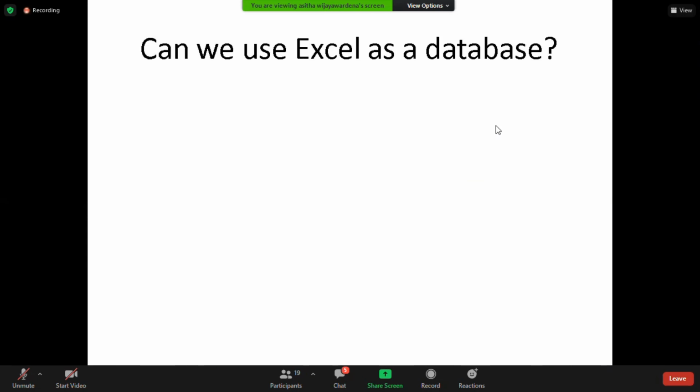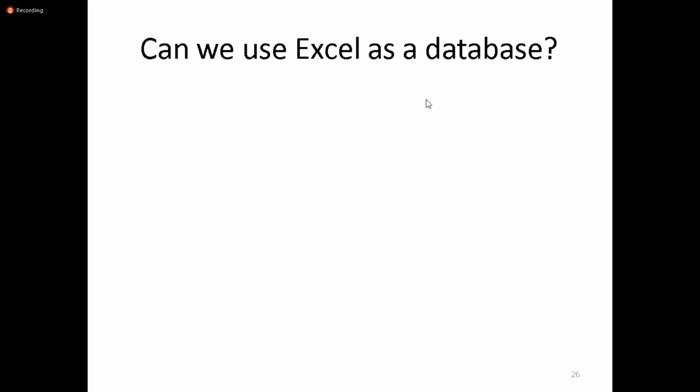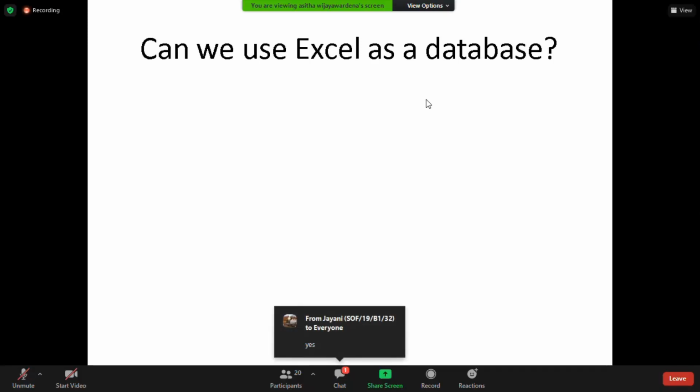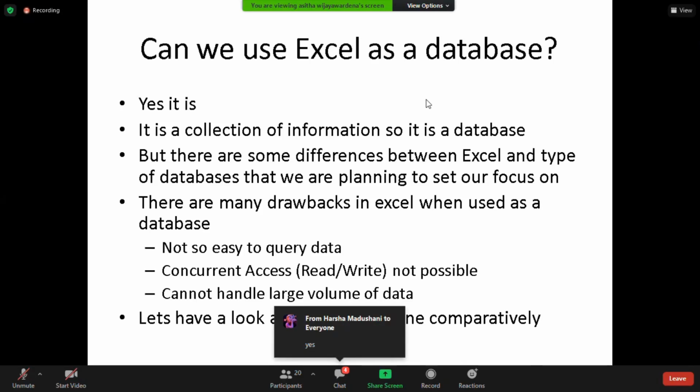If you are not certain, what about the answer for this one? Can we use Excel as a database? I'm asking whether we can use Excel as a database, not as a database system. Actually, we can. If you quickly go through the text in my presentation and recall the things we discussed, we can use this as a database. But there are some disadvantages of using Excel.